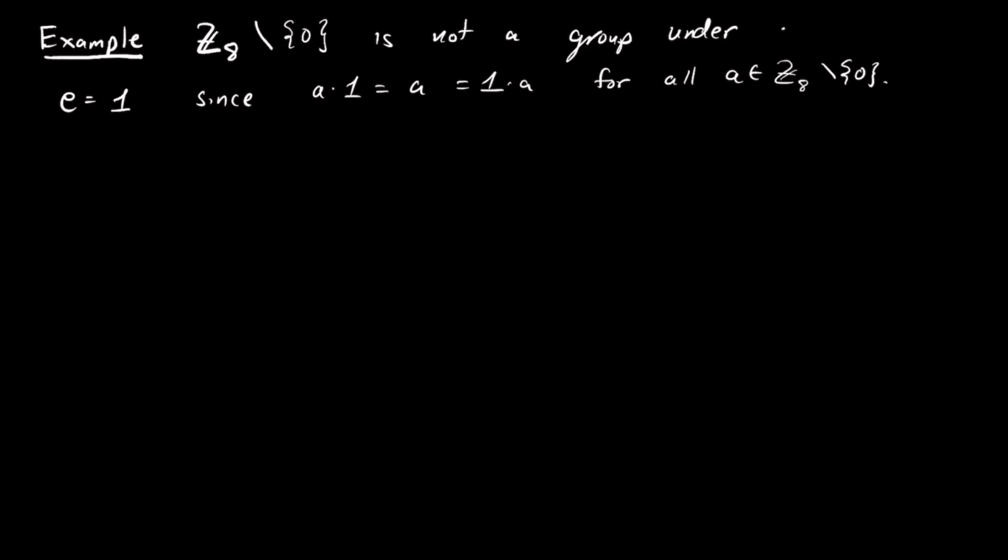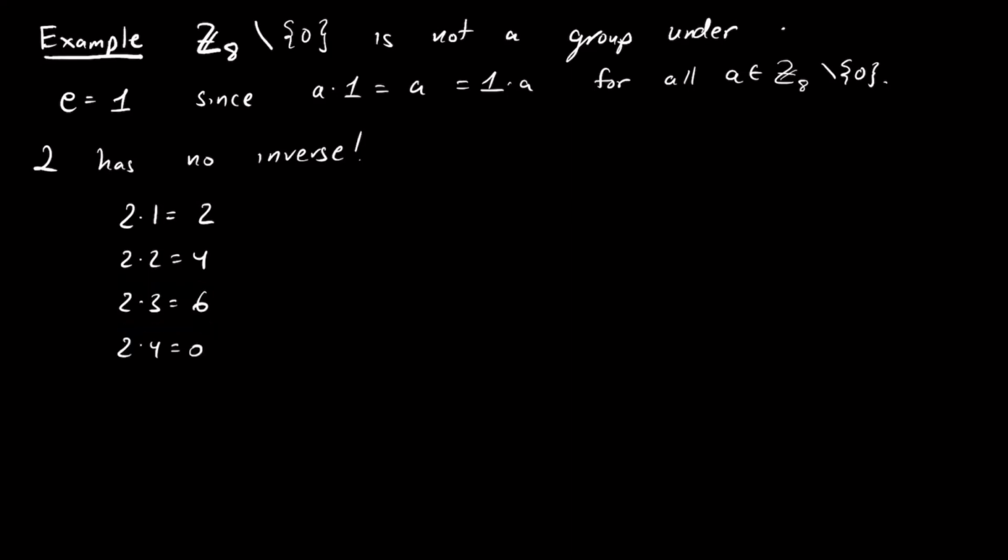So the next question I can ask is, well, what about an element like 2? Does 2 have an inverse? And the answer is actually no, 2 does not have an inverse, and we'll run into some problems. So the first thing we'll notice is that 2 times 1 is equal to 2. 2 times 2 is equal to 4. 2 times 3 is equal to 6. 2 times 4 is equal to 0, so I can see right there that I've lost closure, right? I'm multiplying 2 elements inside the set and getting something outside of my set.